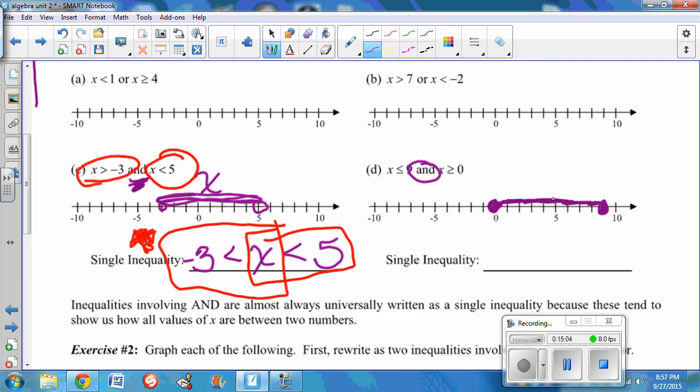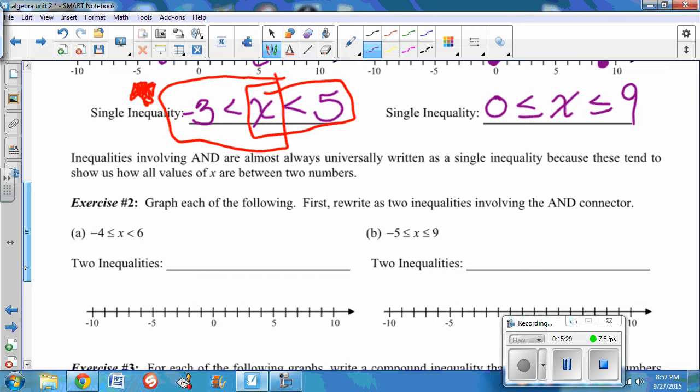Notice your "and" inequalities will always meet in the middle. Your "or" inequalities will always go in opposite directions because it's either or. Writing this, start off with our least, which is 0, less than or equal to. All the values of x fall in between, and it goes all the way up to and including less than or equal to 9. All right, let's move on.